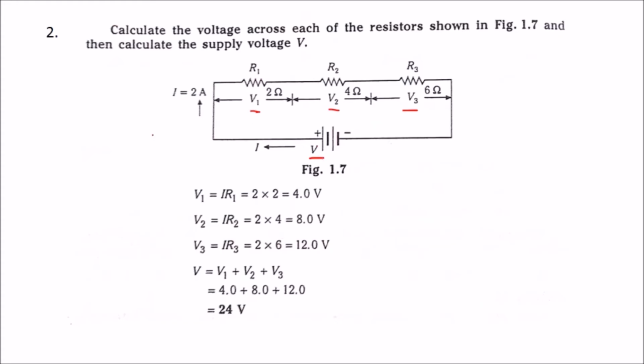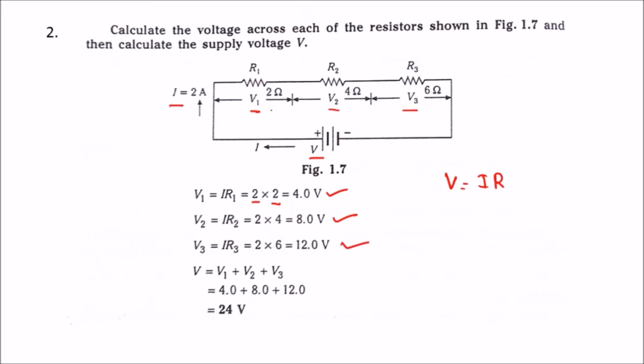They have given the values of all the 3 resistances and the current value. We know that the relation between voltage, current and resistance is V is equal to IR. As we are calculating V1, the formula is V1 is equal to I R1. We know I is 2 amps and R1 is 2 ohms. The value is 4 volts. Similarly, V2 is I into R2, that is 2 multiplied by 4, which is 8 volts. V3 is I into R3, 2 multiplied by 6 is 12 volts.